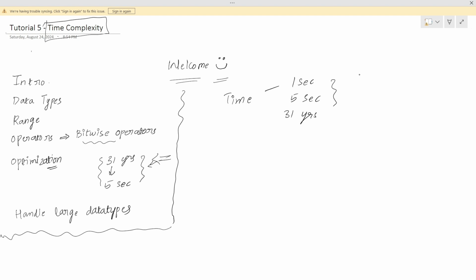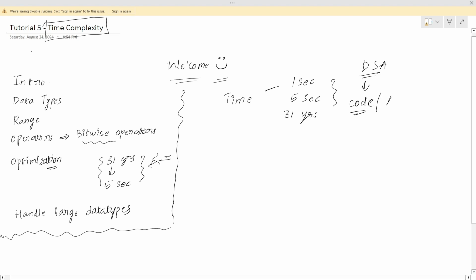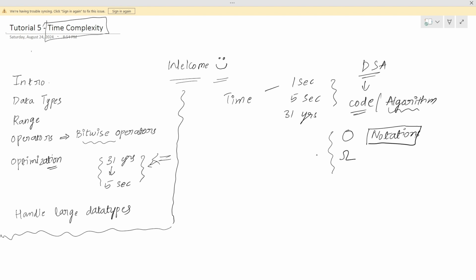In data structures and algorithms, while writing any code snippet, or specifically while writing any algorithm, we try to represent that algorithm in terms of time complexity. There are different ways of representing it. We have big O notation, we have omega notation, and so on. We will discuss these notations in our next video, but in this video we will try to see how we can find out the time complexity from a code snippet.